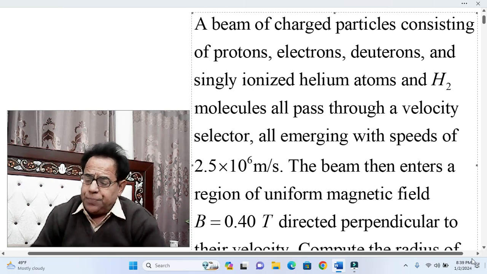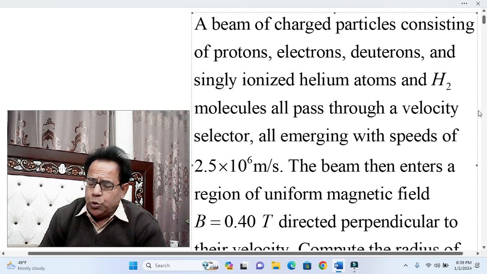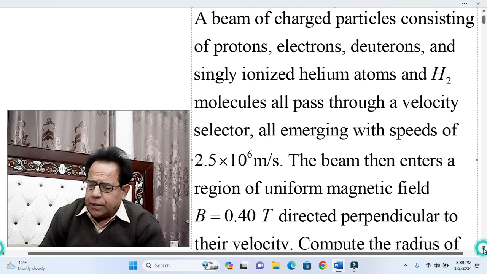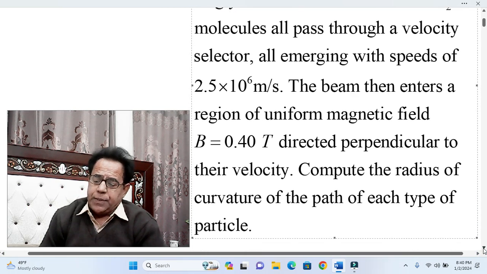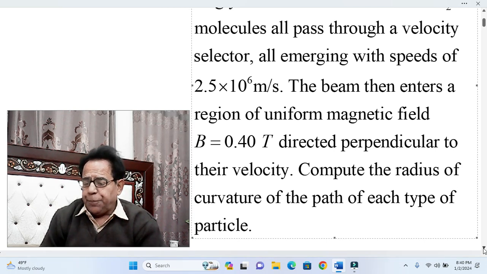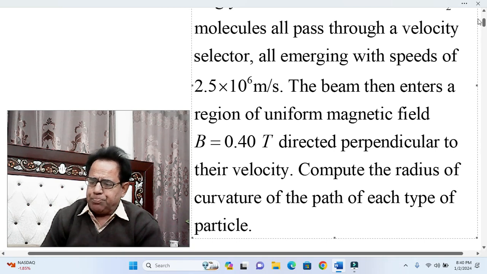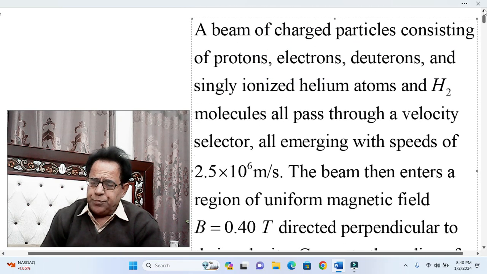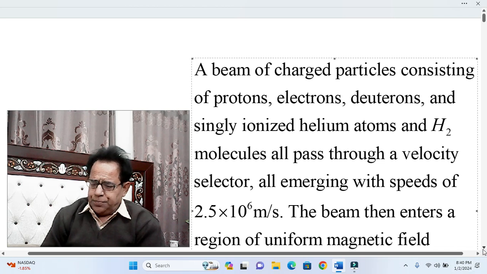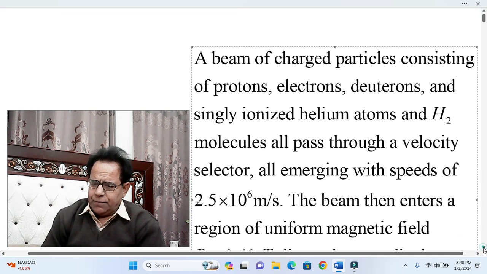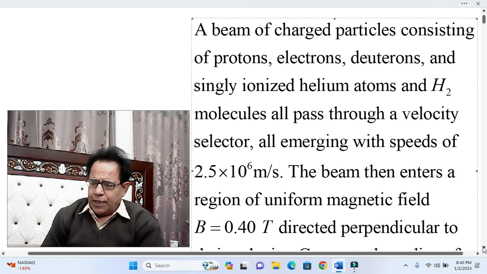The beam then enters a region of uniform magnetic field B equal to 0.40 Tesla, directed perpendicular to their velocity. Compute the radius of curvature of the path of each type of particle. Okay, dear students, the problem is not very tricky. It is almost simple. We have gone through the statement.